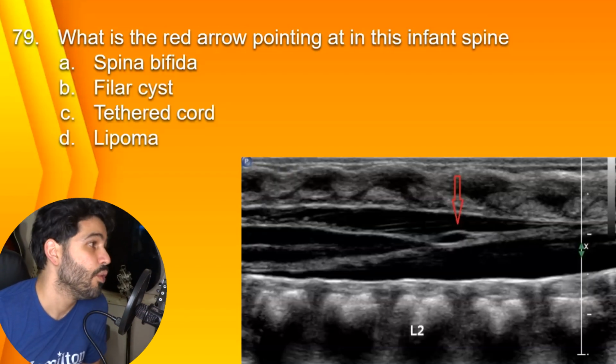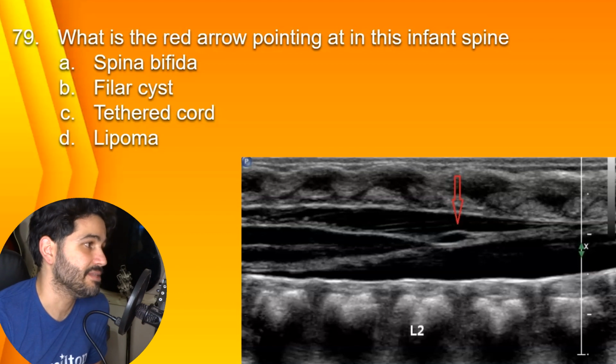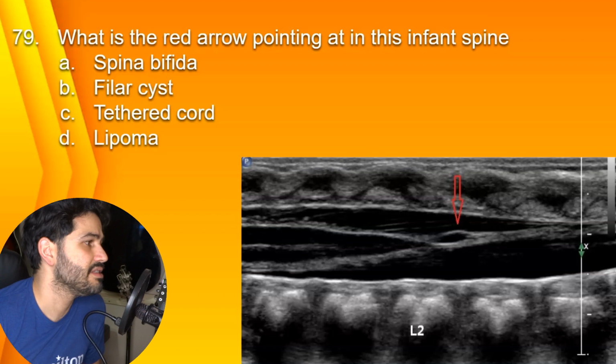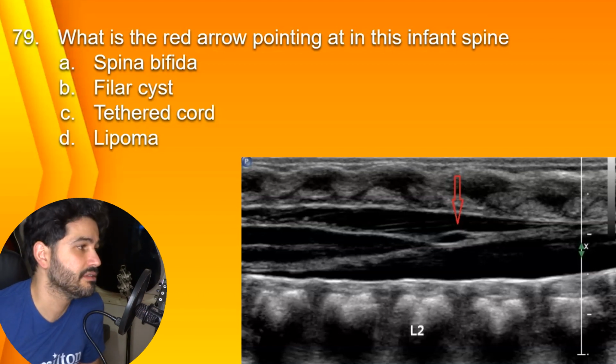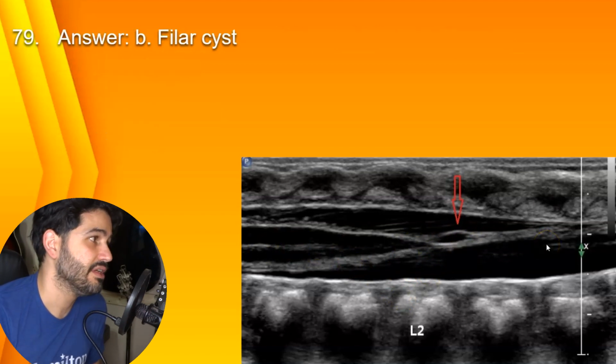Number 79. What is the red arrow pointing at in this infant spine? A. Spina bifida, B. Filar cyst, C. Tethered cord, or D. Lipoma. All right, so here we got the conus medullaris right here, central canal, and a little cystic structure right here, and the filum terminalis. So the answer is B.